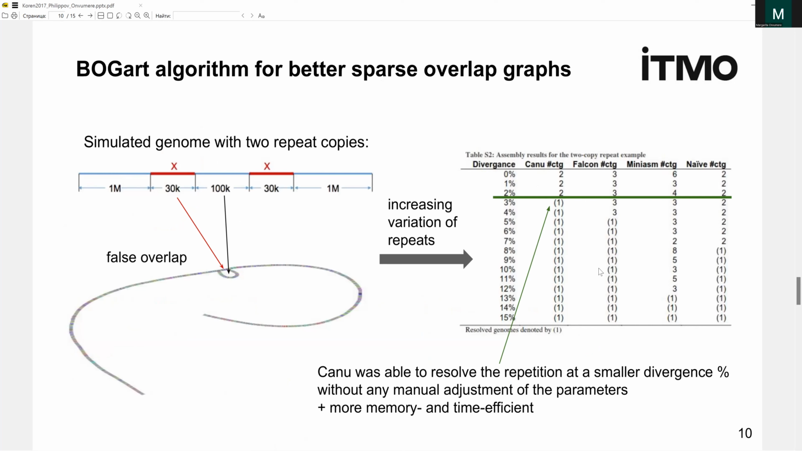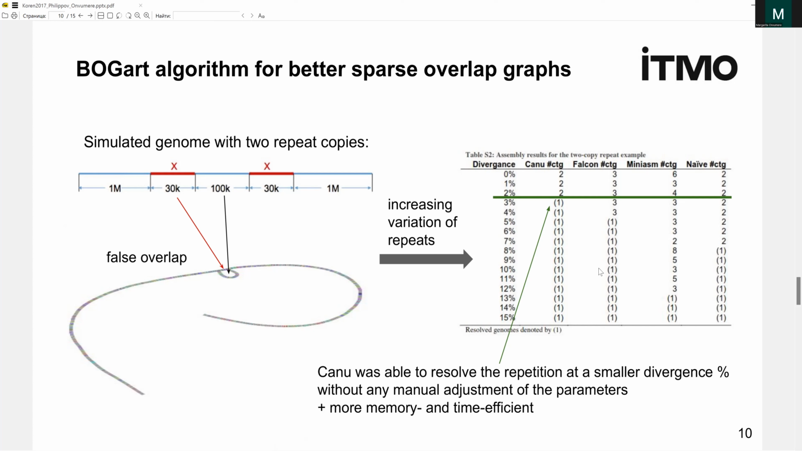Okay, thank you. So the next issue is better building of sparse overlap graphs. To test it, the authors used a simulated genome with 2 repeat copies that are 100% identical. Then the graph was built. You can see it on the bottom left, and you can see it was built incorrectly. Here's a false overlap. And to test the sensitivity, again, the authors increased variations of repeats by changing single nucleotides in one of the copies.